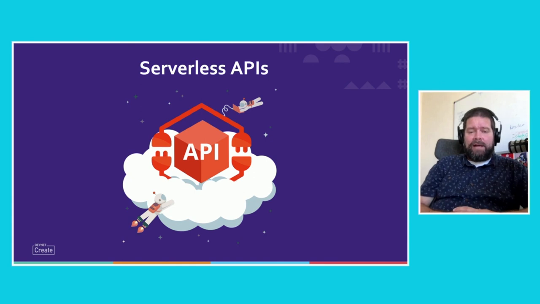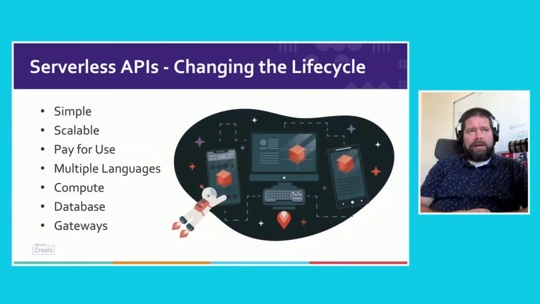So serverless is kind of caught fire lately across cloud providers. It's a quick way to write code, deploy code, and scale code. And this is being used to change the API lifecycle and change how teams are delivering APIs, making them more simple, scalable, and only paying for what you use. So if that API is not being called, you're not paying for its usage. And I would say that business implication is really one of the biggest changes to the lifecycle. But you can do this in multiple programming languages, Go, Python, PHP, JavaScript, pick your language, you can do it.